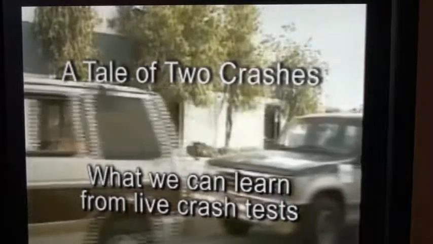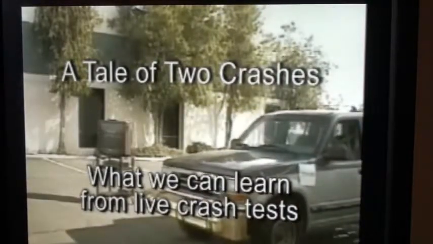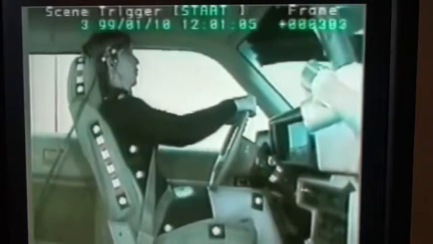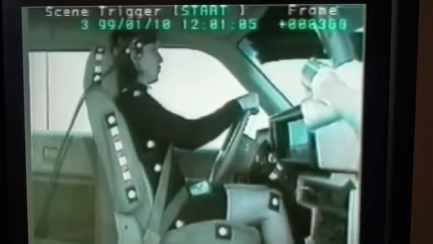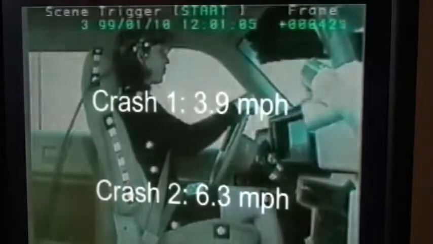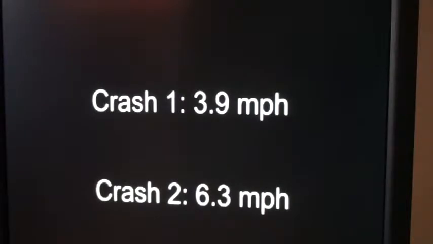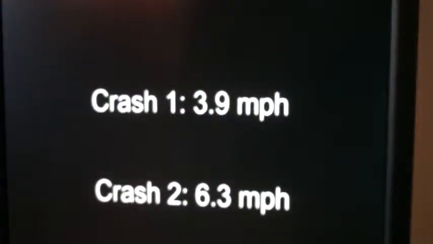The first step in understanding how someone can be injured during a crash is to see what happens during a rear-end collision. The best way to do this is to study crash test footage involving live human test subjects. We're going to look at live crash tests of two different speeds. The first one is a 3.9 mile per hour crash, and the second is at 6.3 miles per hour.